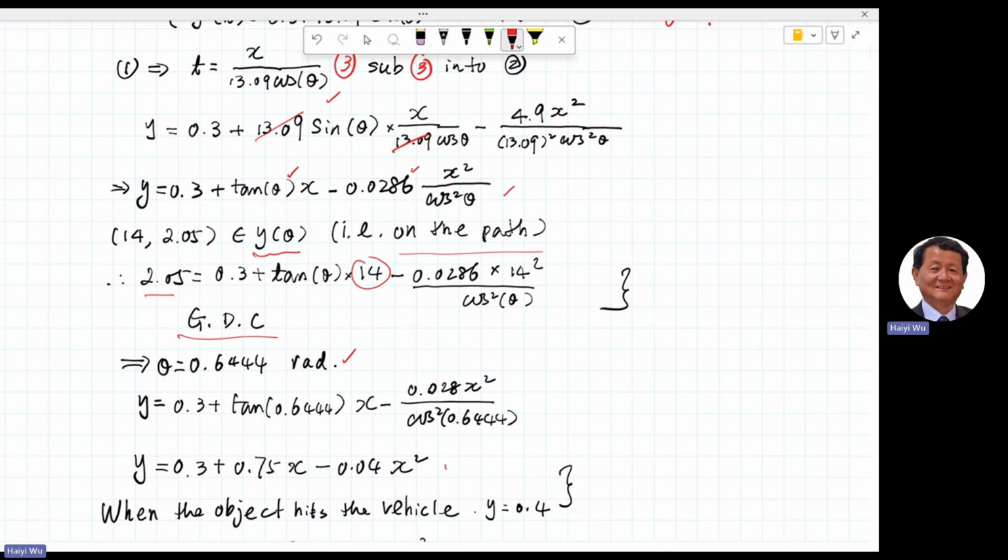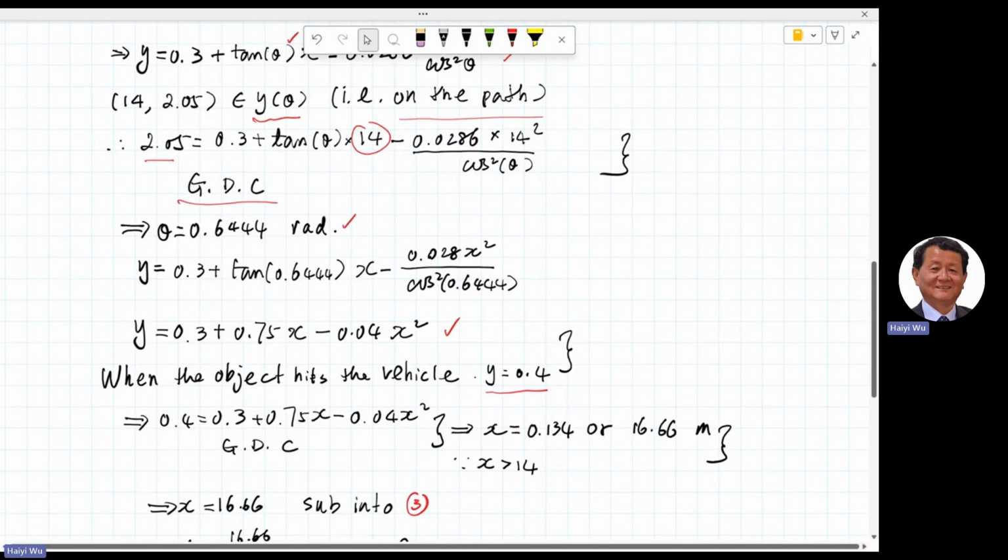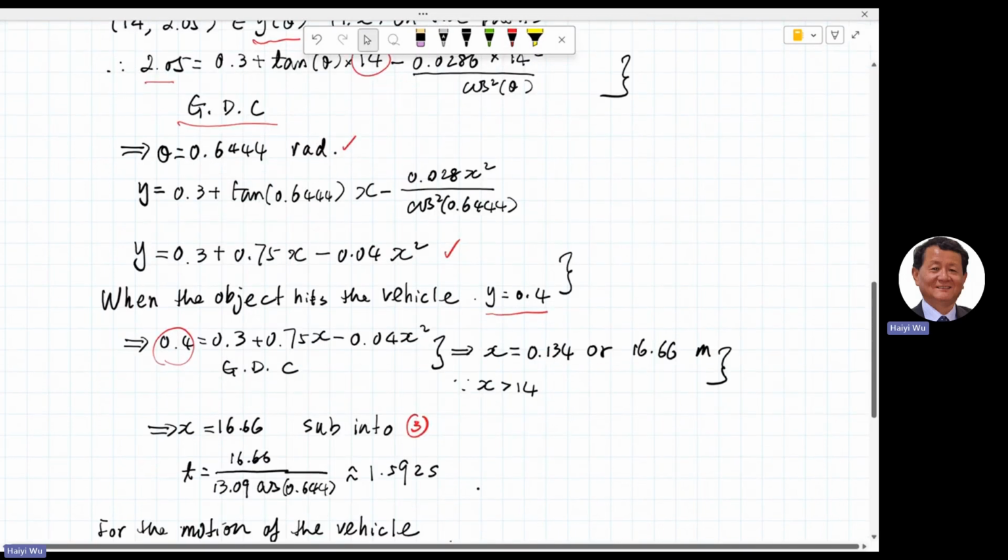Right, now we're going to substitute back into the y component, so you need a height. So we substitute, and we get a quadratic. So that's the y component. When the object hits the vehicle, that means y is 0.4. So we can decide what x is. I'm going to substitute 0.4 for y, so we can work out the horizontal distance. The horizontal distance when the object hit the vehicle has two solutions. One is 0.134. Obviously, it's not correct, because x when you hit the vehicle must be more than 14. So therefore, we need to choose the second one.